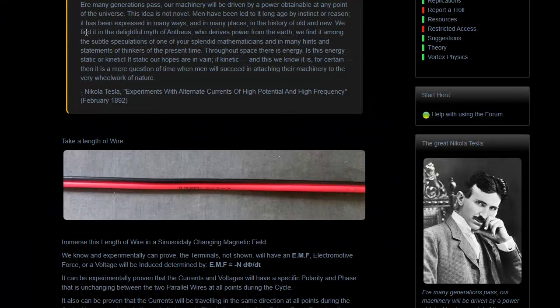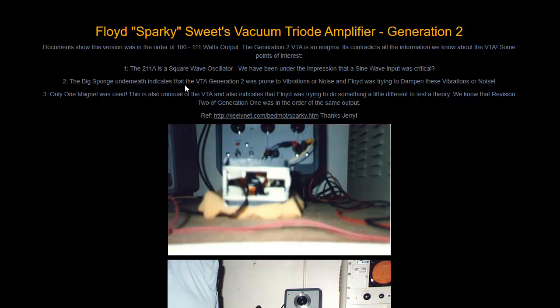And that was the point of me showing Floyd Sweet's early machine, generation 2, the big sponge under the bottom. Clearly there was a lot of noise on this machine when it was going. The sponge was to try and dampen the noise, to try and reduce the vibrations. And in the later model, Floyd Sweet actually goes into saying no vibrations. That was in the generation 3 VTA. No vibrations, absolutely rock steady.